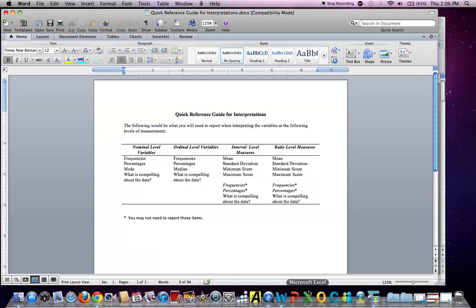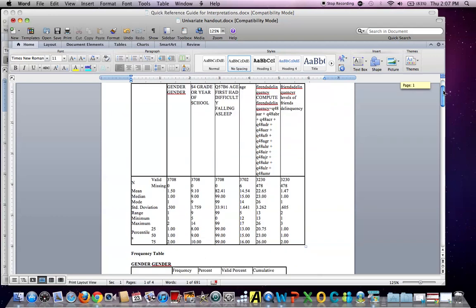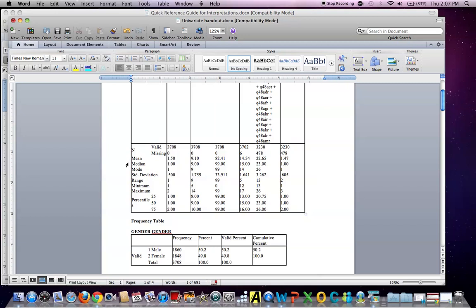For this particular document, because we know it's nominal, we'll focus on our mode, which is 1. Let me just highlight this. We'll focus on our frequencies and percentages, which are down here. And then we will look either at our valid percent or our cumulative percent.